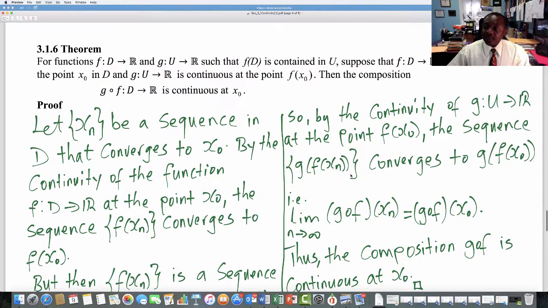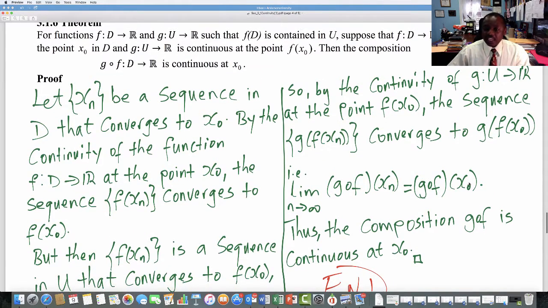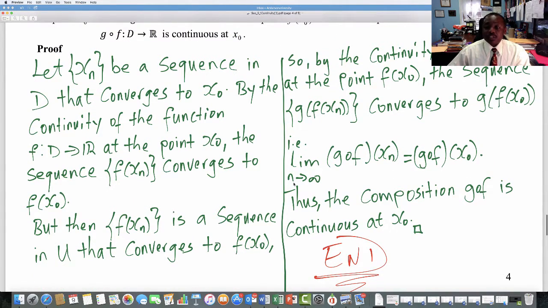So by the continuity of g from U to R, our sequence g of f of xn would have to converge to g of f of x naught, i.e. we're saying that the limit as n approaches infinity of g composed with f of xn would be g composed with f of x naught. In other words, the composition g composed with f is continuous at x naught. And in general, we would say that the composition of continuous functions is continuous.